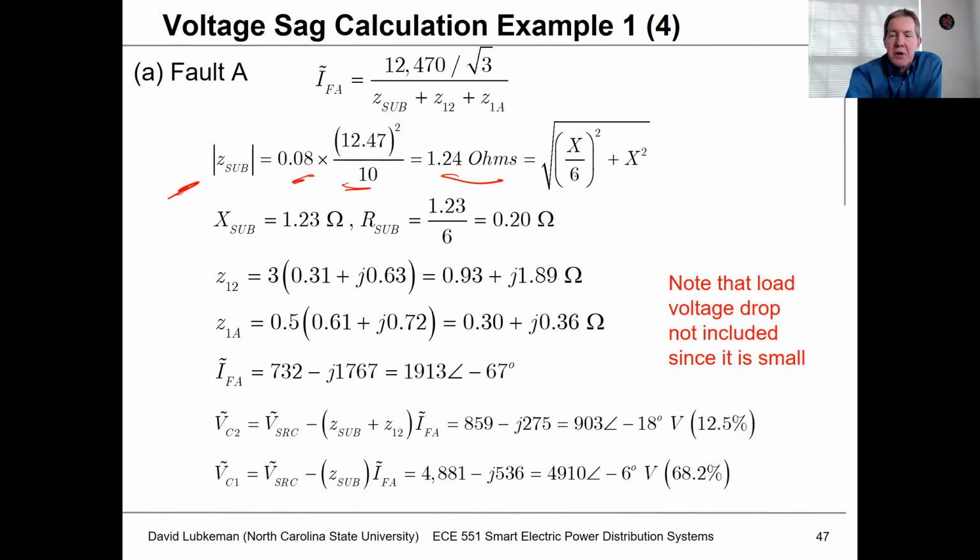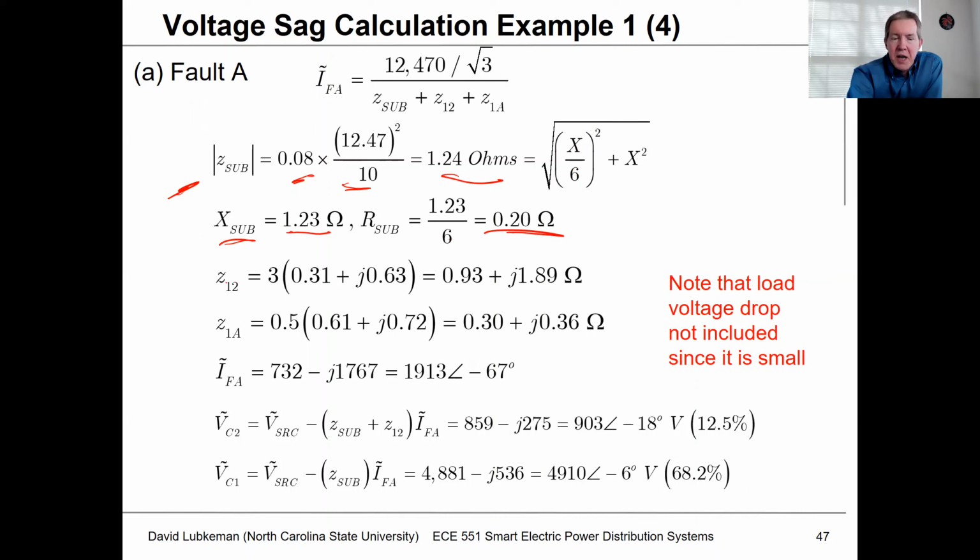So if I have an X to R ratio of 6, then I could say R is going to be X divided by 6, and I could use this for solving for X. So X sub is 1.23 divided by 6. This gives me the resistance.